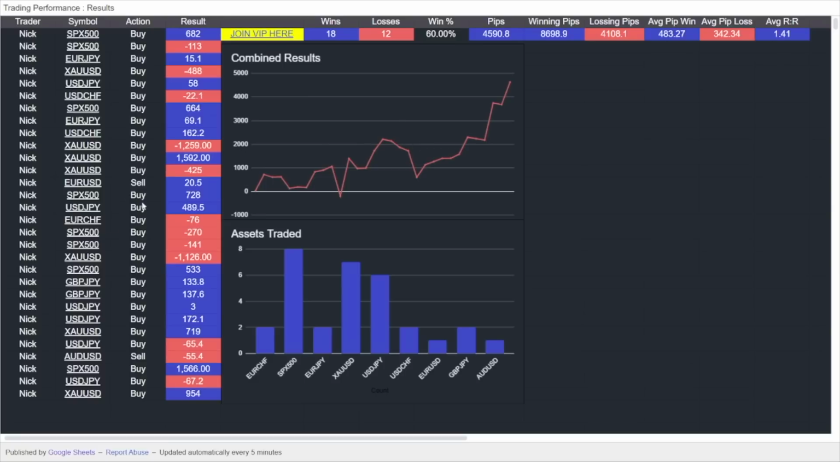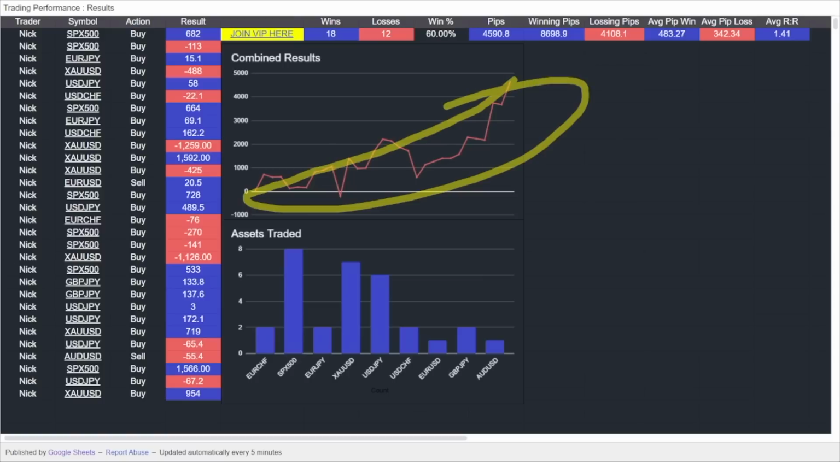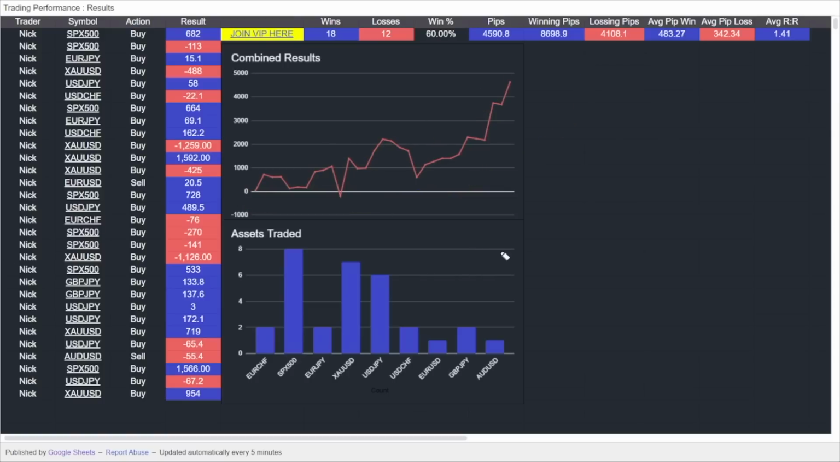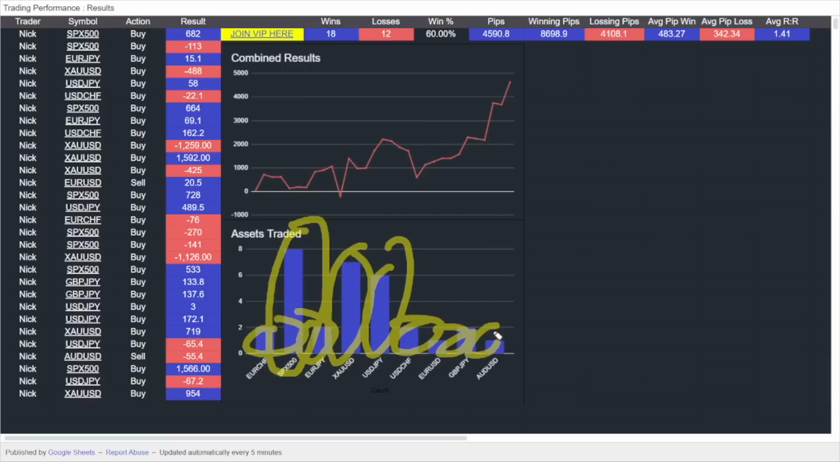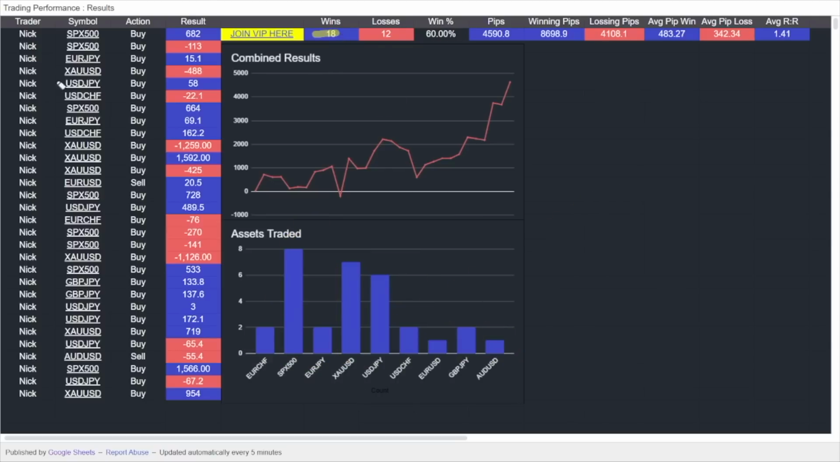But anyways, some things here to note about some of my personal performance over the last few months. This is just our overall combined results within all the trades that I've been sharing. The assets traded, so you can see the things that I'm trading. I've been trading a lot of S&P 500, a lot of gold, dollar yen, euro Swiss, euro dollar, pound dollar, etc. We've had, from this recent pool of data, 18 wins, 12 losses, about a 60% win rate, the pips, the losing pips, the average win, so on and so forth, with a recent win to loss risk to reward of about 1.41.